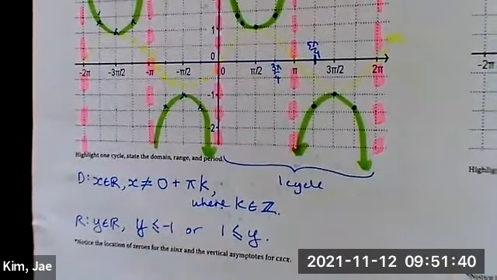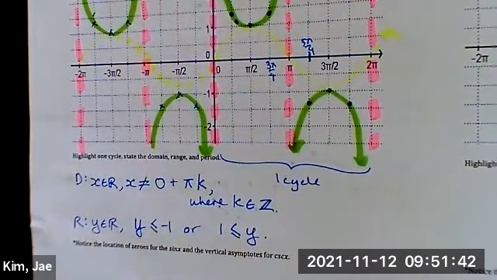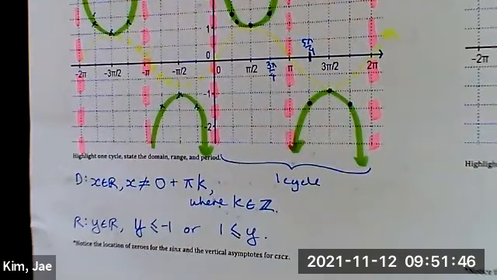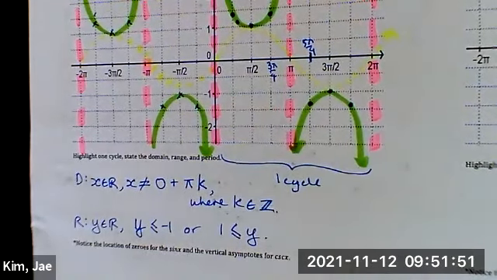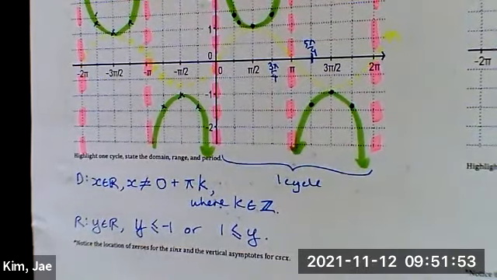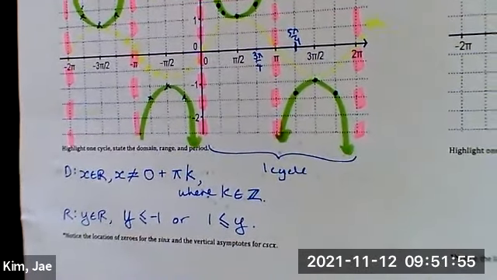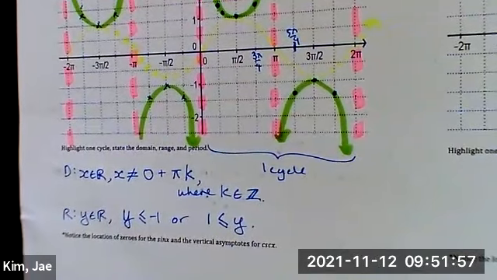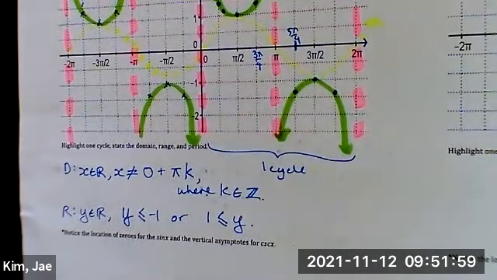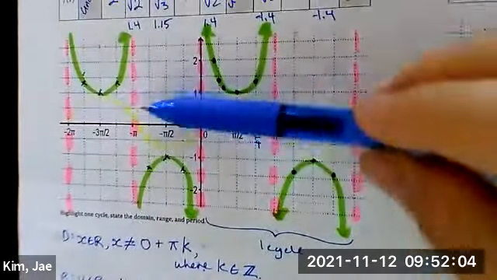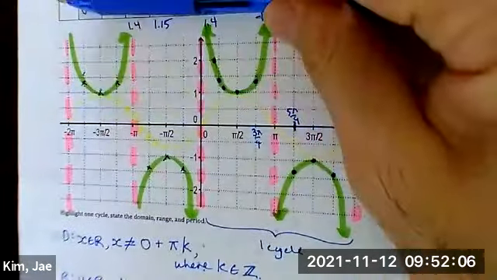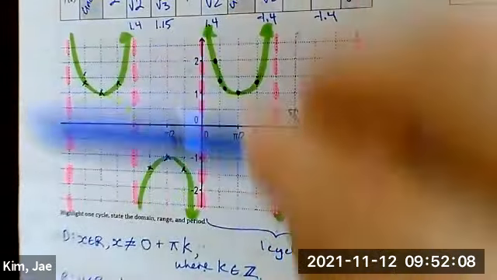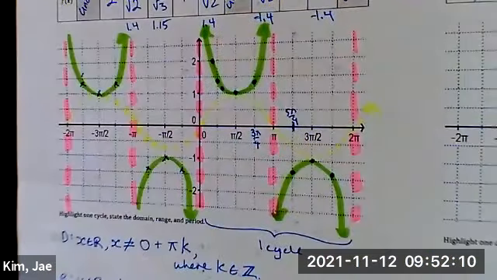Pardon me? The sine? It will be completely opposite of sine. Yeah, I suppose. Well, sine has to be contained within -1 and 1. Cosecant has to be bigger than or equal to 1, or less than or equal to -1. Yes.